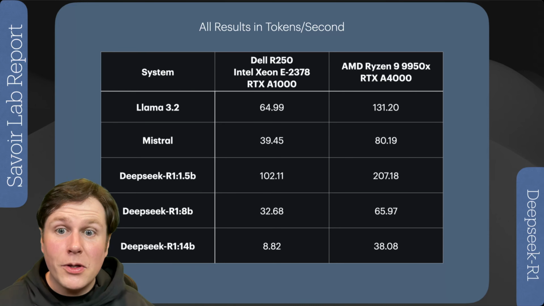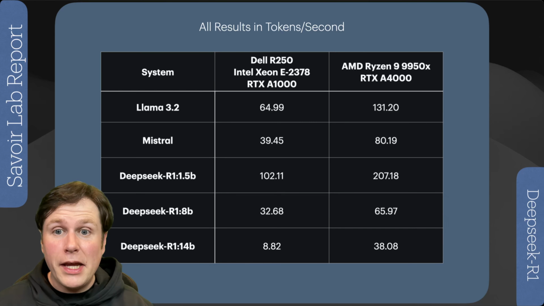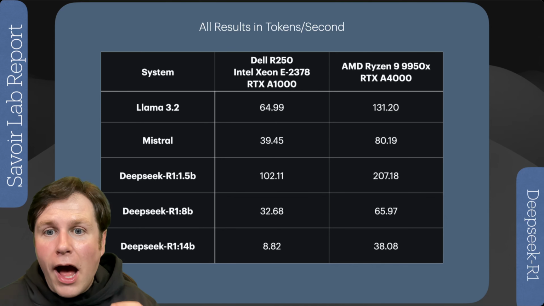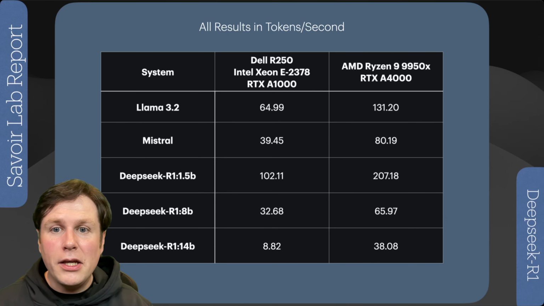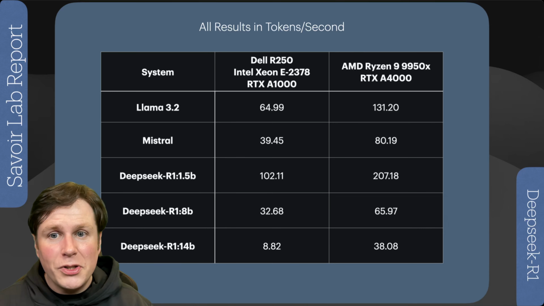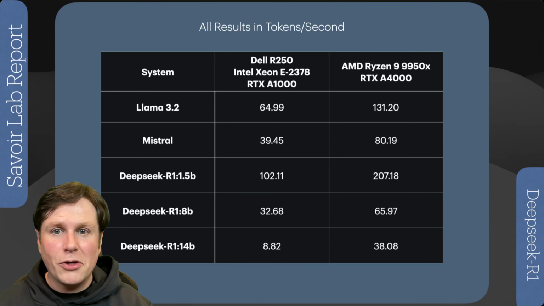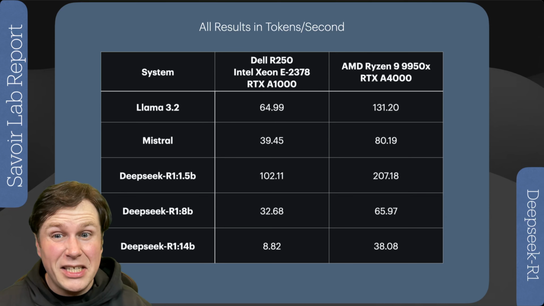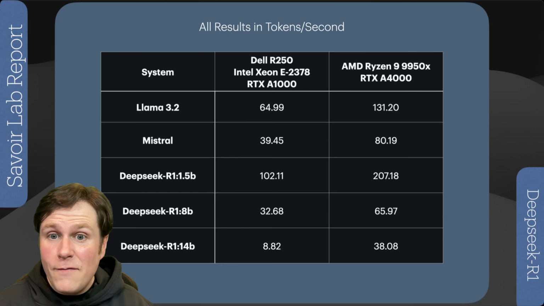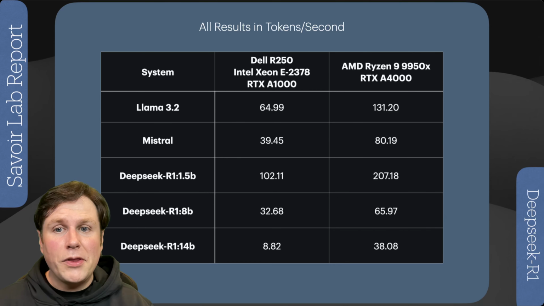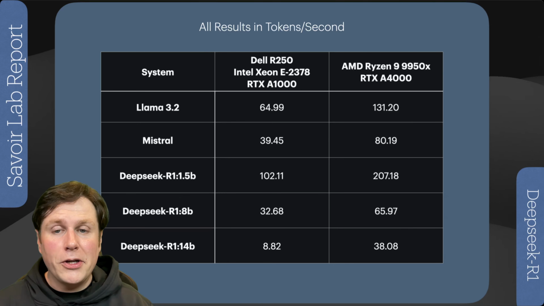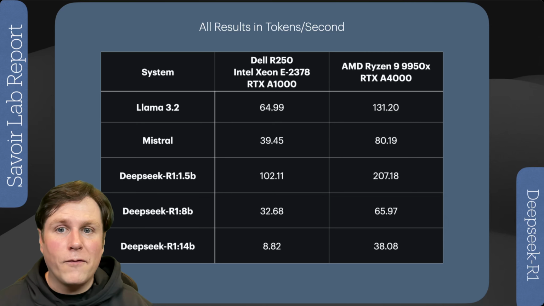So let's recap. On the Dell R250 machine with the A1000 RTX card, at the higher end model, the 14B, we saw a very slow rate of about 8 to 9 tokens per second. It was pretty slow loading, and that isn't very performant, but it ran and gave us back some results. Deepseek's 8B and 1.5B models, on the other hand, we're seeing between 32 all the way up to 102 tokens per second. That's very, very quick, and it's usable for some small applications.